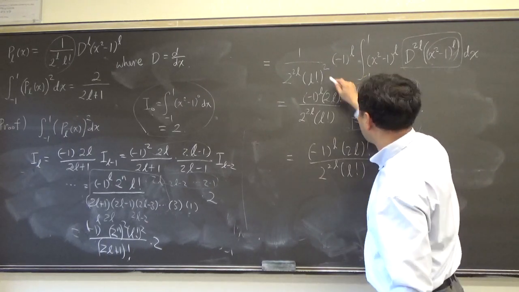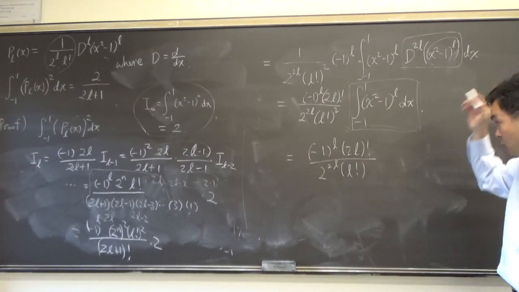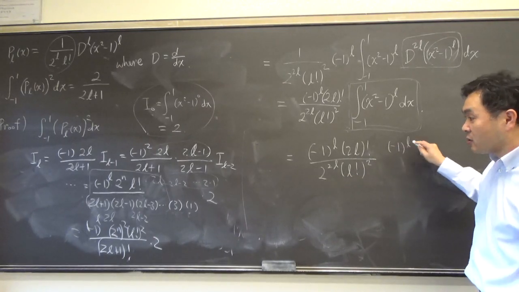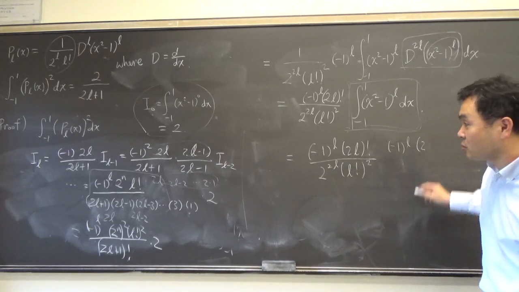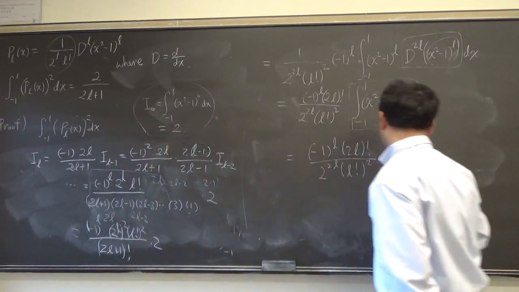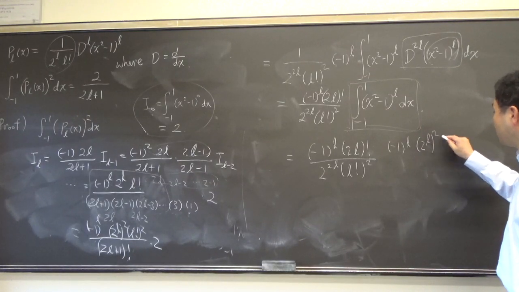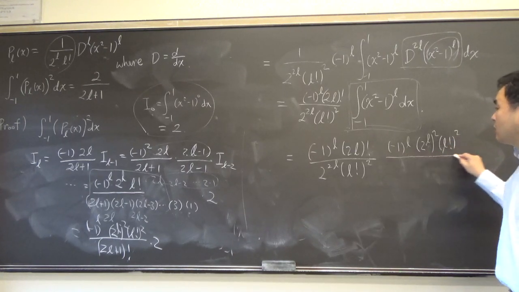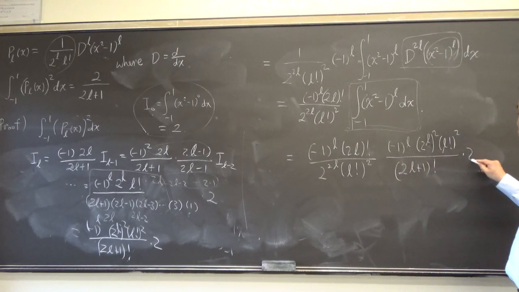Sorry, that should have been a squared, I forgot. Somewhere along the calculation I forgot that squared. So I just put that in: negative 1 to the Lth power, 2 to the Lth power squared, L factorial squared, over 2L plus 1 factorial times 2.